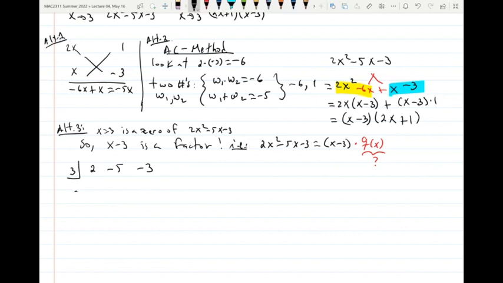And then we activate the process. What's the process? Bring the first number down, and then you take this guy, multiply it with this one, put it in the next column. You add and repeat until you're done with this statement. So 2 times 3 is 6. We add, we get 1. 1 times 3 is 3. We add, we get 0, and we're done because we don't have more columns. The last number will be your remainder, okay?